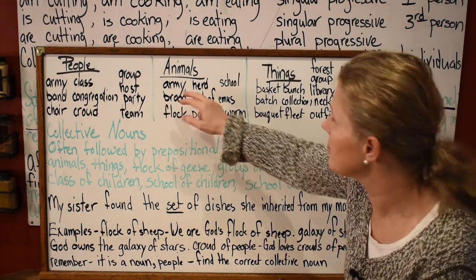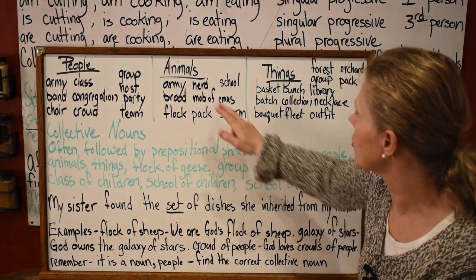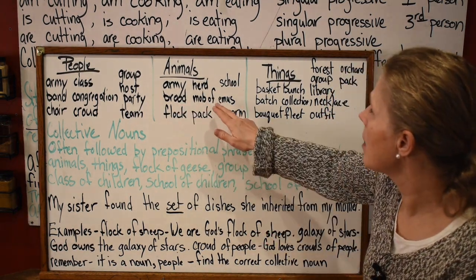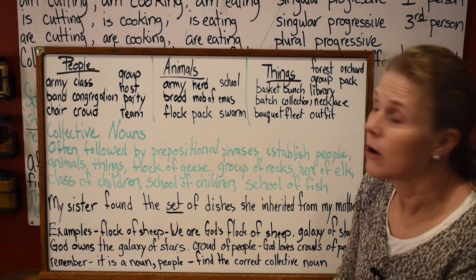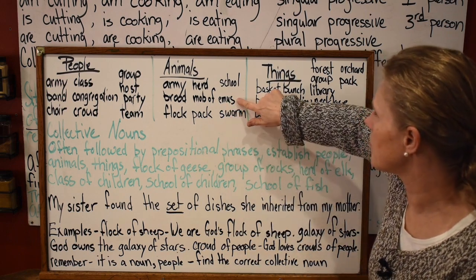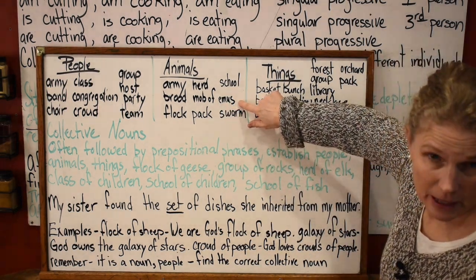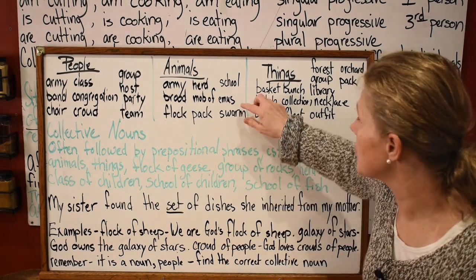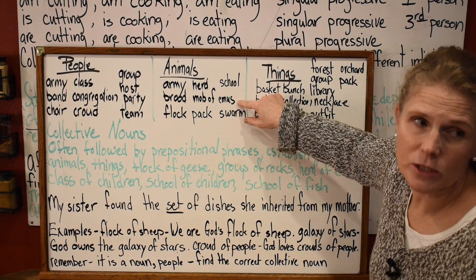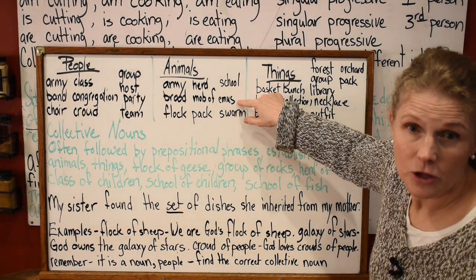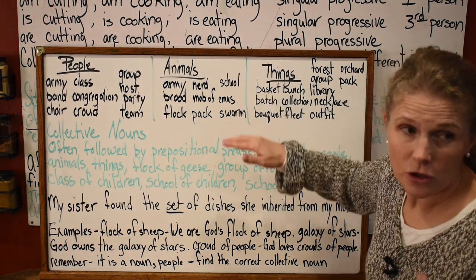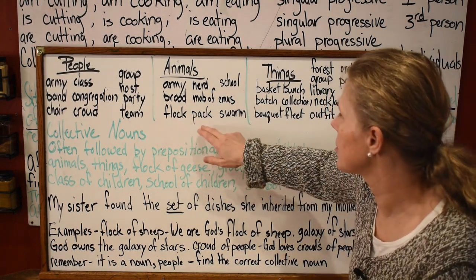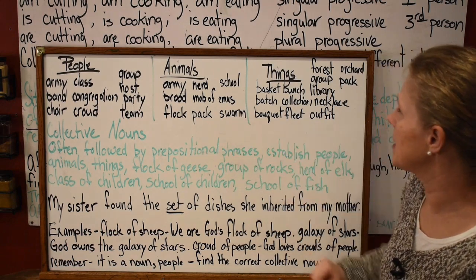So we have animals. An army of ants, a herd of elk, a herd of deer, a school of fish. A brood of birds, a mob of emus. Emus are birds found in Australia. They're the second largest bird in the world. What's the largest bird? Eagle. The ostrich. And so the emu falls underneath the ostrich. A flock of birds, a pack of wolves, a swarm of bees.